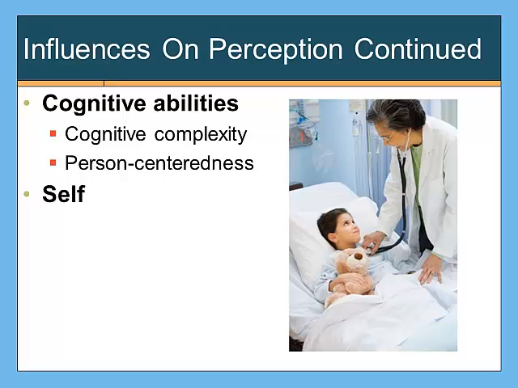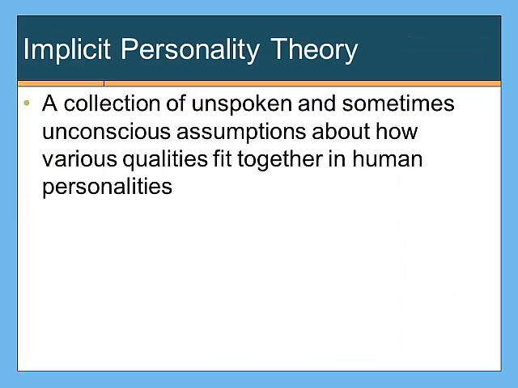The other piece of this is the self. We have to sort of know who we are in order to know what our perception is. And remember, we talked last week in Chapter 2 with the attachment styles and things like that, because all of that plays a role in how we perceive one another. As part of that, there's the implicit personality theory, which is a collection of unspoken and sometimes unconscious assumptions about various qualities fit together in human personalities.